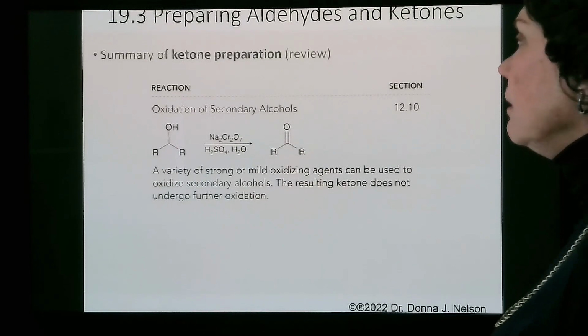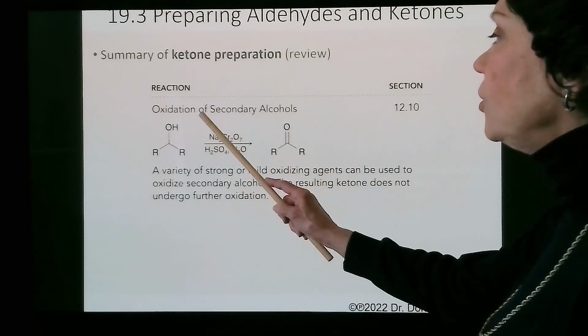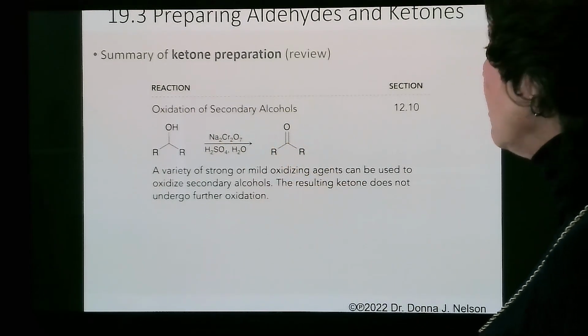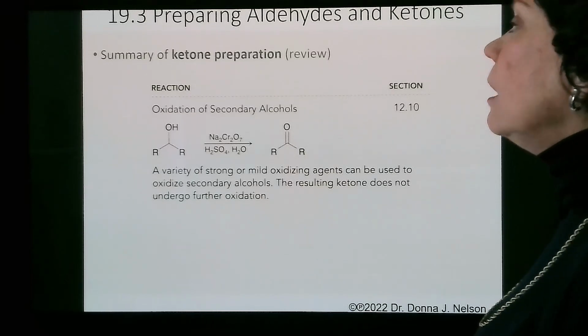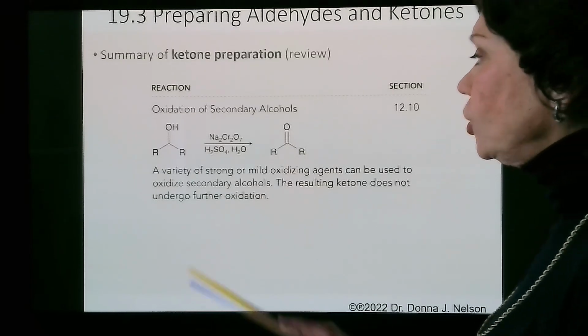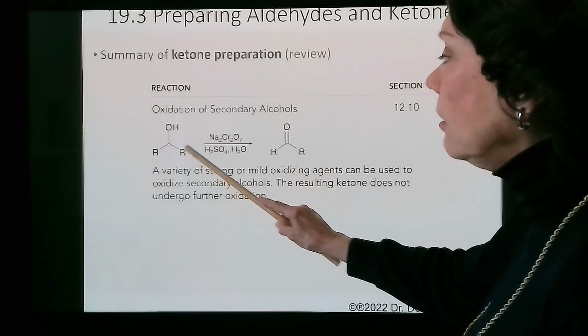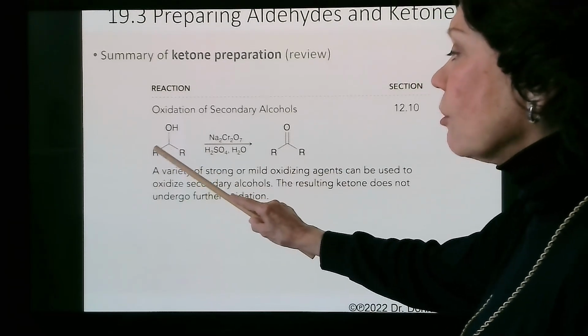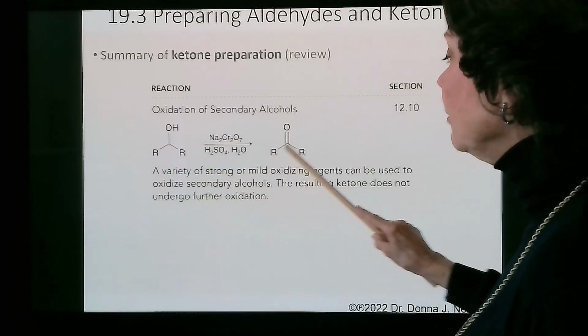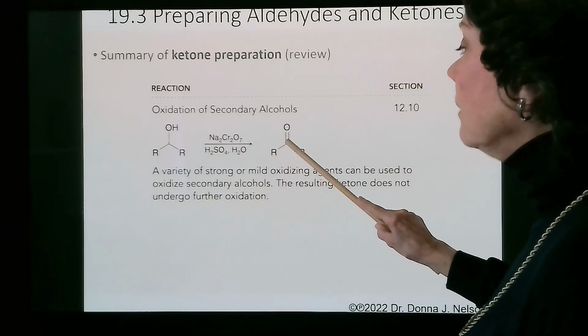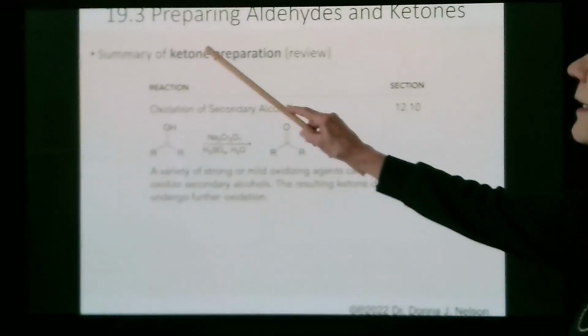Another review from this same textbook, oxidation of secondary alcohols. This is for ketone preparation. If it's a secondary alcohol, you're not going to have an aldehyde. You're going to have the 2 alkyl groups attached to the carbonyl carbon, and that will be a ketone.